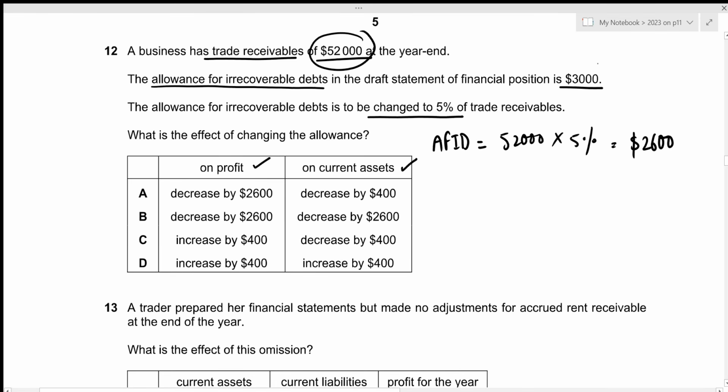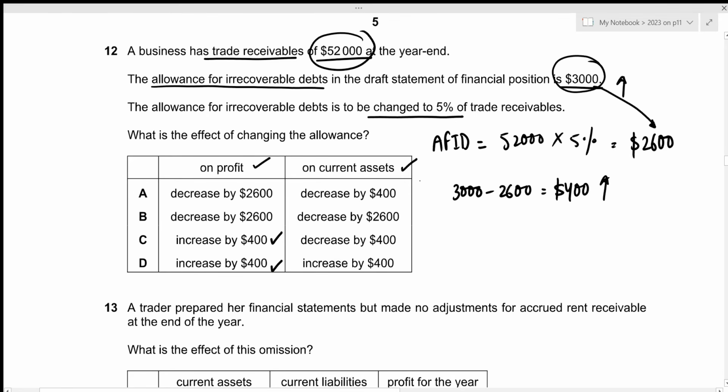Now we can see that the previous allowance for irrecoverable debts is higher than the new allowance for irrecoverable debts. And since the new allowance for irrecoverable debts is lower, it means that this will result in an increase in the profit. And the increase in profit will be by the difference. So that's 3,000 minus 2,600. That results in the amount of 400. And this is an increase because normally the allowance for irrecoverable debts will be considered to be an overhead. And since now our overhead has decreased, the profit will automatically increase. So we're looking for increase by 400 on our profit. So that's given in option C and D.